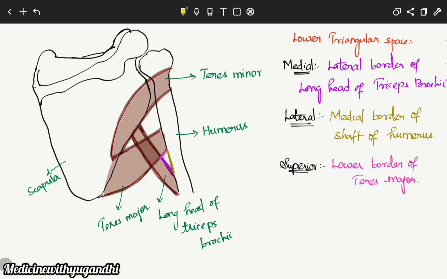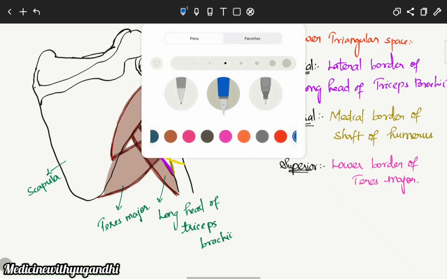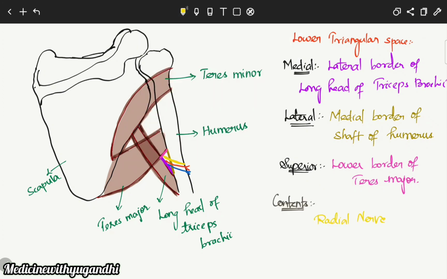Coming to the contents of the lower triangular space, it contains the radial nerve passing in the radial groove, then the profunda brachii vessels. So the contents are the radial nerve, which is also a branch from the posterior cord of the brachial plexus, and the profunda brachii artery, which is a branch from the brachial artery, and the profunda brachii vein, which ultimately drains into the brachial vein.